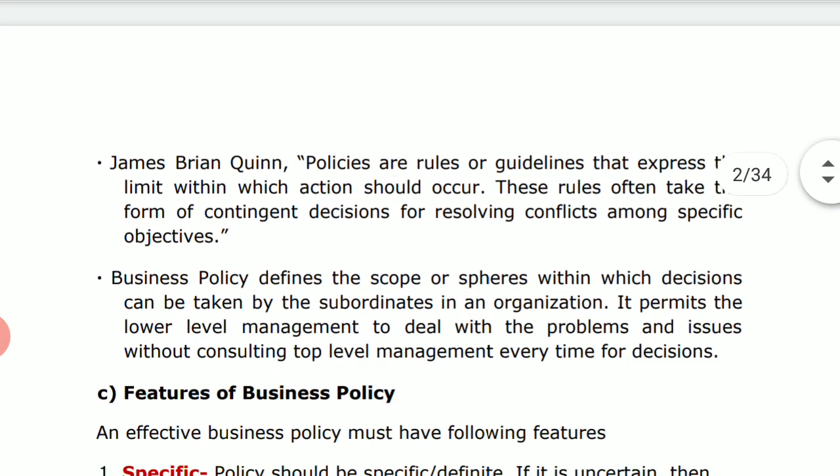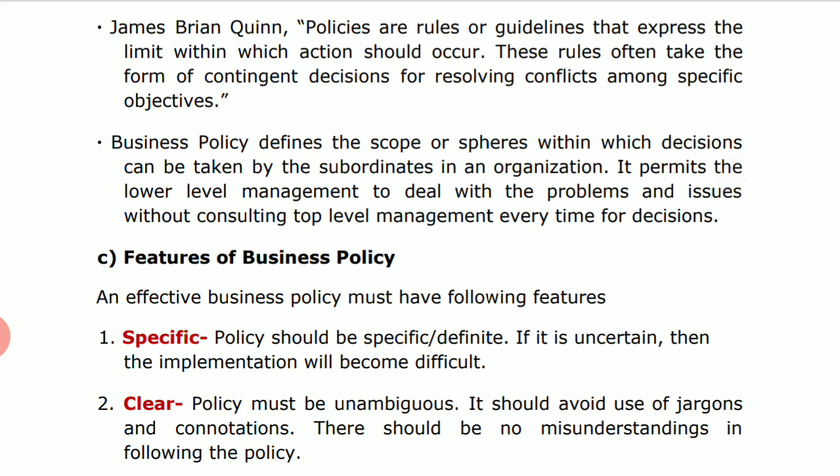Here a few definitions of business policy have been given, like policies are the rules and the guidelines that express the limit within which the action should occur. These rules often take the form of contingent decisions for resolving conflicts among the specific objectives. That means, according to James Brian, policies are rules and guidelines. They express the limit within which the action should take place. These rules are the base for any contingent decision for resolving any kind of conflicts among the specific objectives, right?